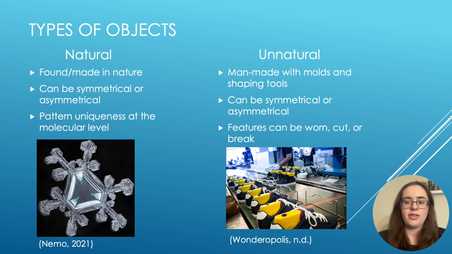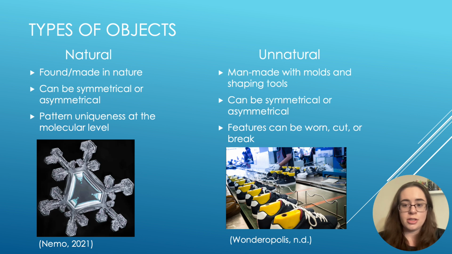Objects can be classified as being either natural or unnatural. Natural objects are like the name describes and are found and made in nature. Unnatural objects are, on the other hand, man-made. Unnatural objects are able to have their shapes determined with molds or other tools, and they can have symmetrical or asymmetrical forms. Natural objects can also have symmetrical or asymmetrical forms, however, the natural pattern is not capable of symmetry.